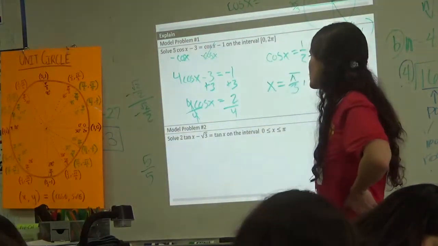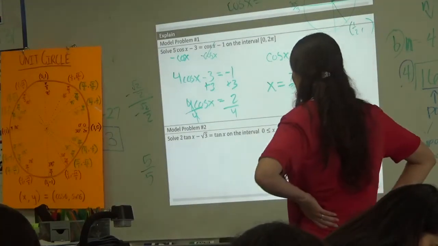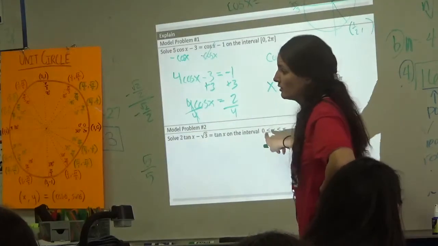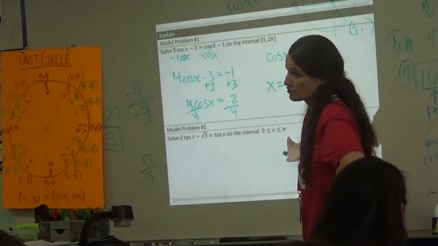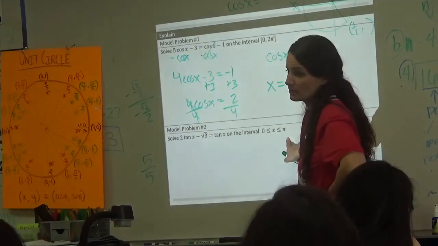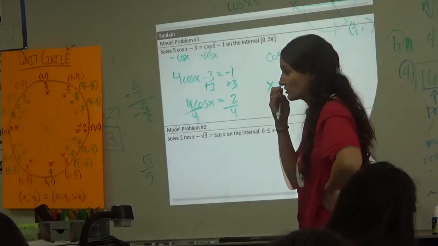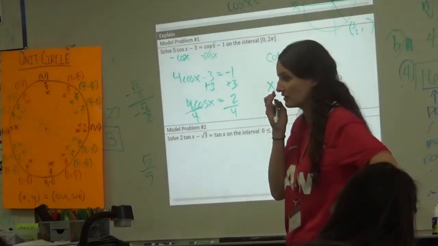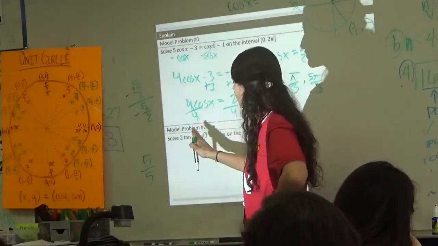It says solve 2 tan x minus root 3 equals tan x on the interval 0 to pi. So this time, you're not looking all the way around the circle. Which quadrants are we looking at? 1 and 2 only. Okay, so just keep that in mind when you go with your final answer to find the quadrants. So we're only looking at quadrants 1 and 2. Let's go ahead and rearrange.